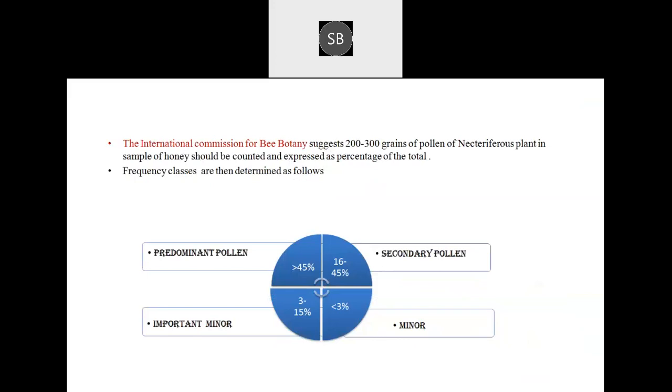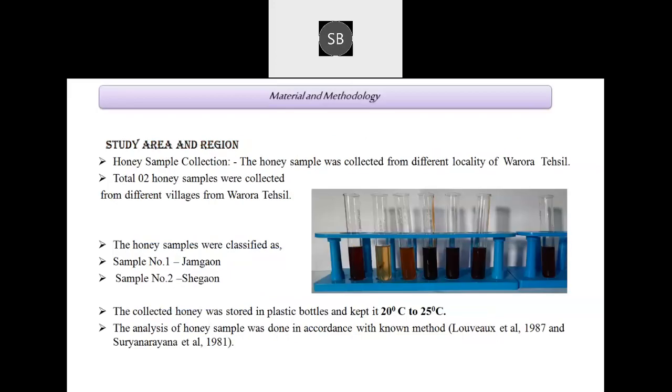Okay, this is the International Commission for Bee Botany, which suggests that 200 to 300 pollen grains of nectariferous plants should be counted, and the frequency class can be determined: if the amount of pollen grain exceeds 45% in the honey sample, then it is said to be predominant. If it is between 16 to 45%, then it is secondary pollen. If it is below 16%, then it is important minor. And if it is below 3%, then it is said to be minor.